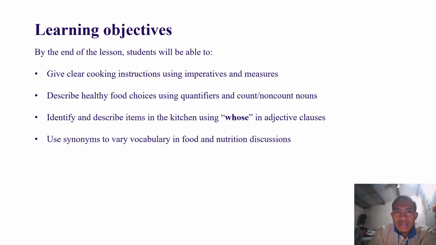At the end of the lesson, I want you to give clear cooking instructions using imperatives and measures. Describe healthy food choices using quantifiers and count nouns and non-count nouns. Identify and describe items in the kitchen using whose in adjective clauses. Use synonyms to vary vocabulary in food and nutrition discussions.